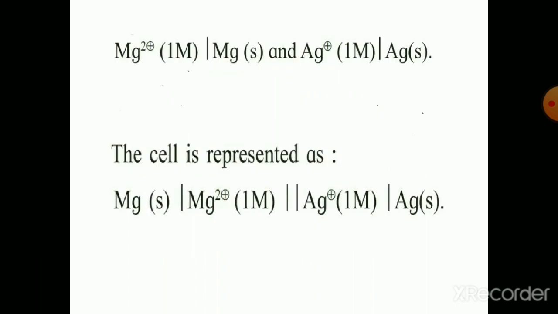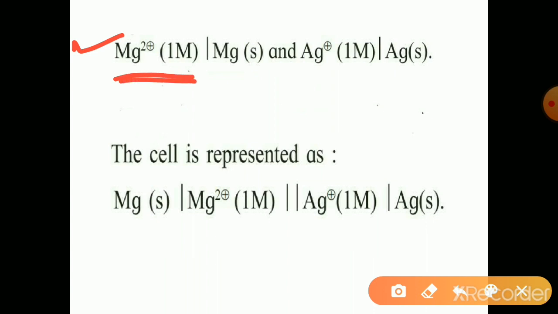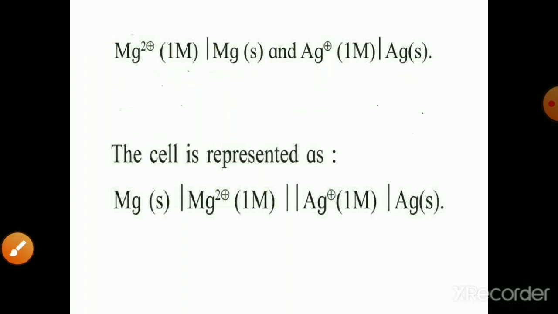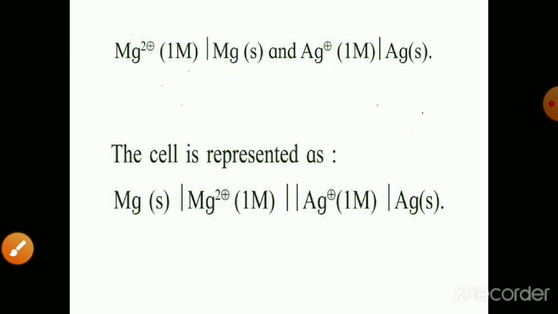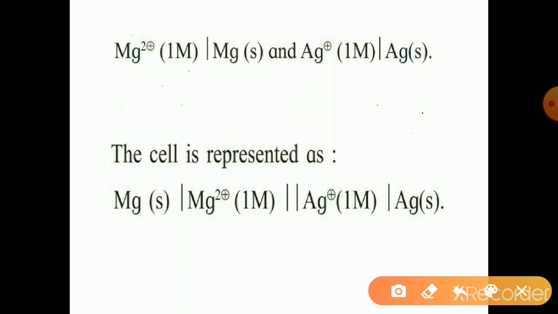Let us see about Mg2+, 1 molar. It is in contact with the Mg, the magnesium strip. Silver ions, the concentration of this solution is 1 molar. It is in contact with the metal strip silver, shown by the vertical line. When we indicate a half cell, the half cell representation is shown here.